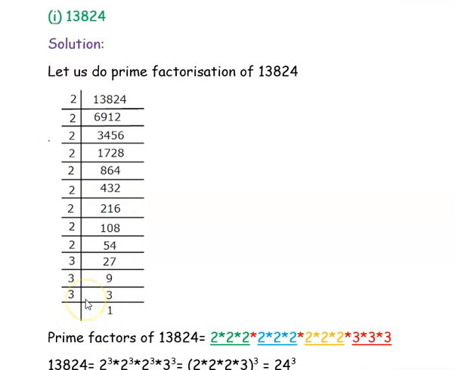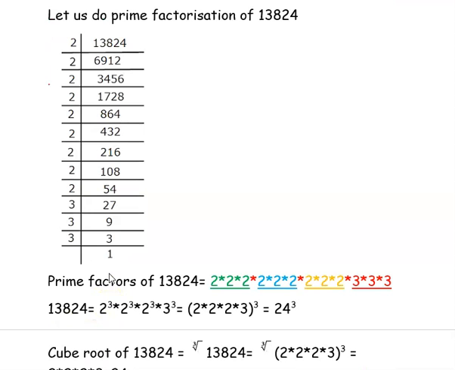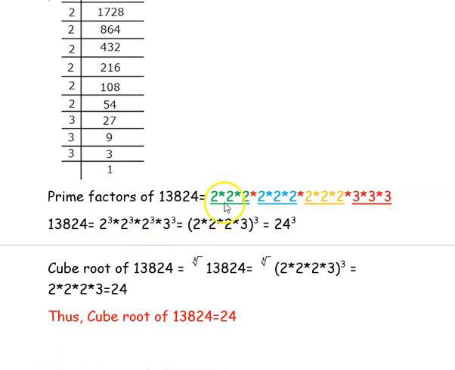Now let's write the prime factors of 13,824. We can write it as 2 into 2 into 2, 2 into 2 into 2, 2 into 2 into 2, then 3 into 3 into 3. Here I am grouping in terms of three 2's, because we know that for a number to be a perfect cube, each factor should appear 3 times. So here 2 appears 3 times, the next 2 appears 3 times, the next 2 appears 3 times, then 3 appears 3 times. For our easy understanding, I have grouped like this.